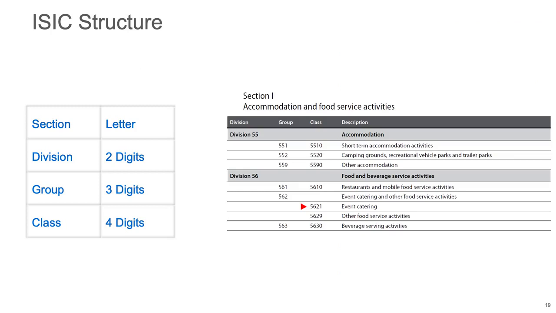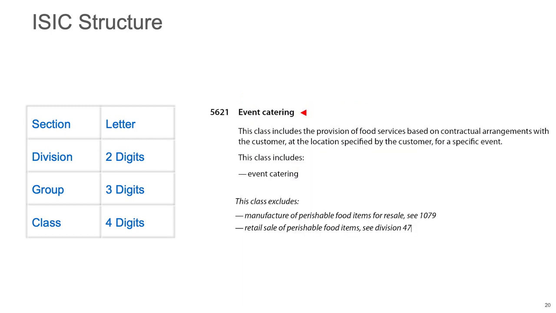The next level below a division is a group. The group is represented by 3 digits, such as 551, Short-term accommodation. The next level of granularity is a class. The class is represented by 4 digits, such as 5621 Event catering. There is a level that further details the class, which is called a description.